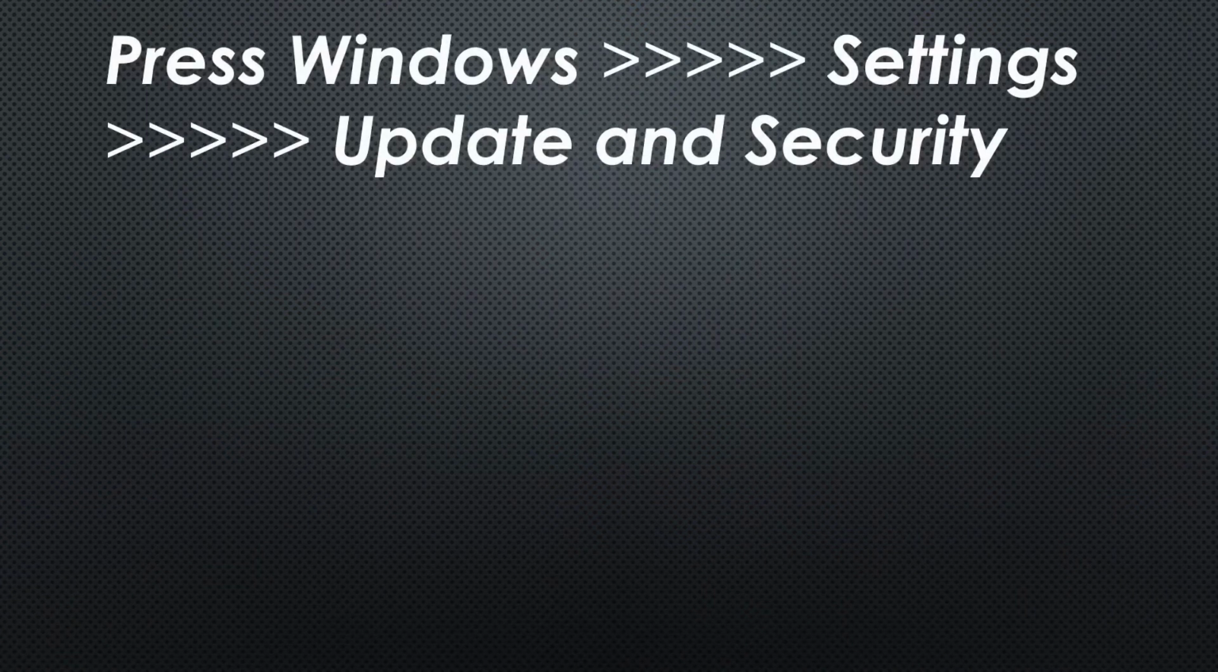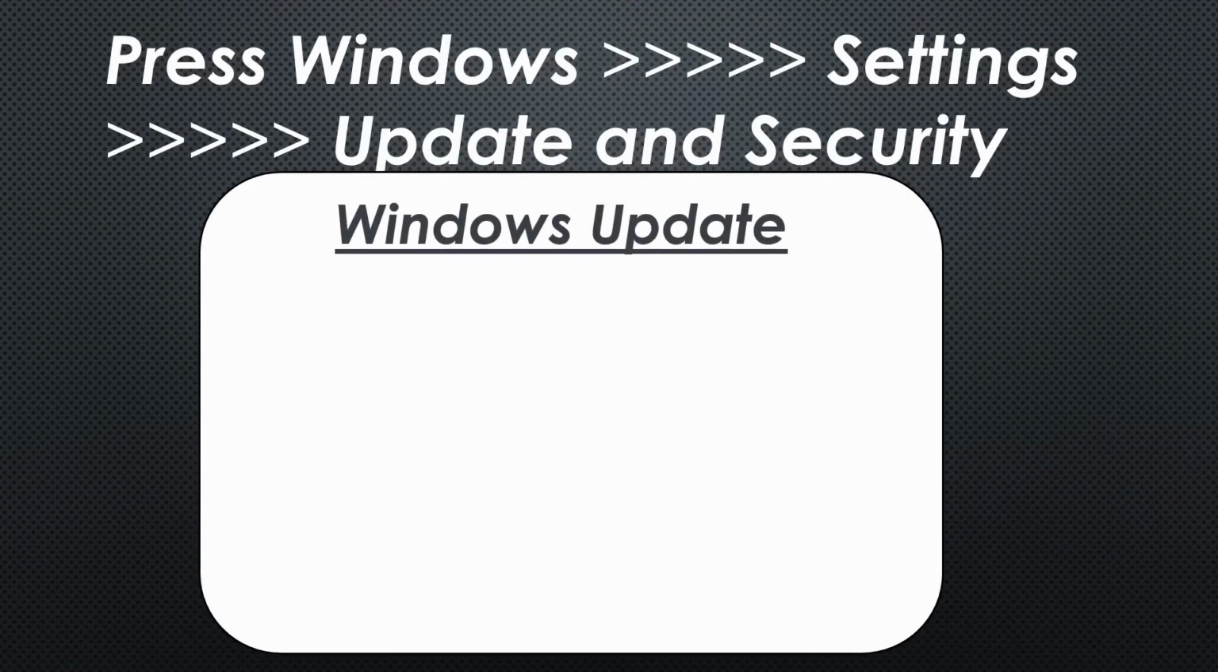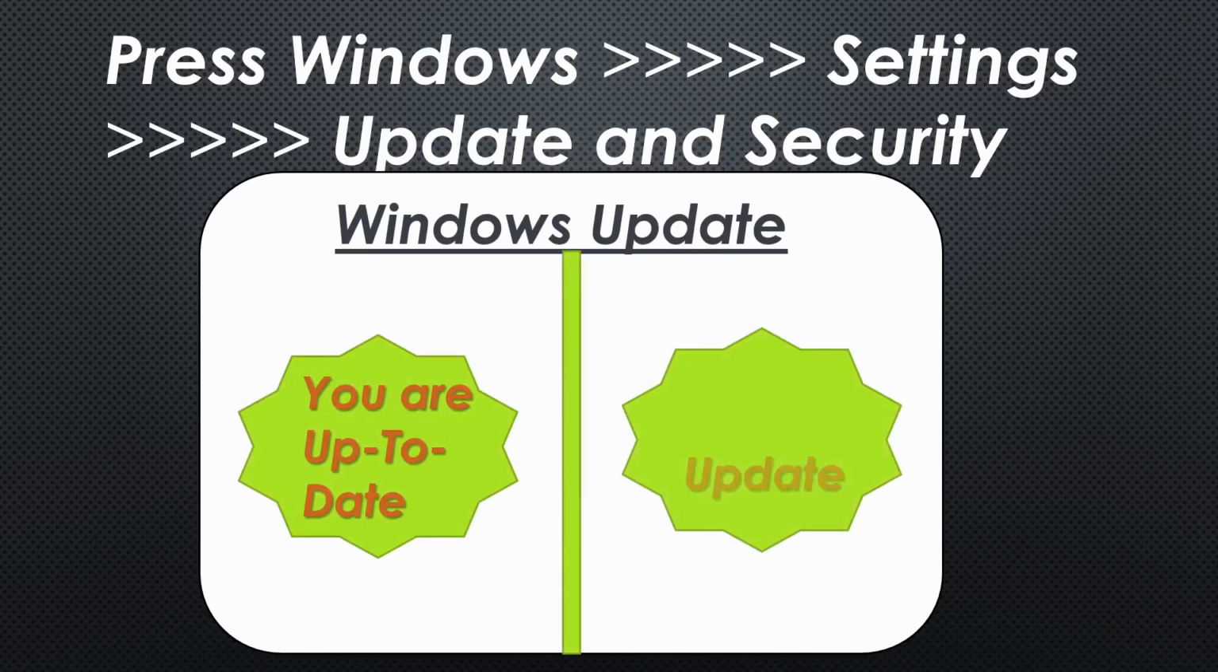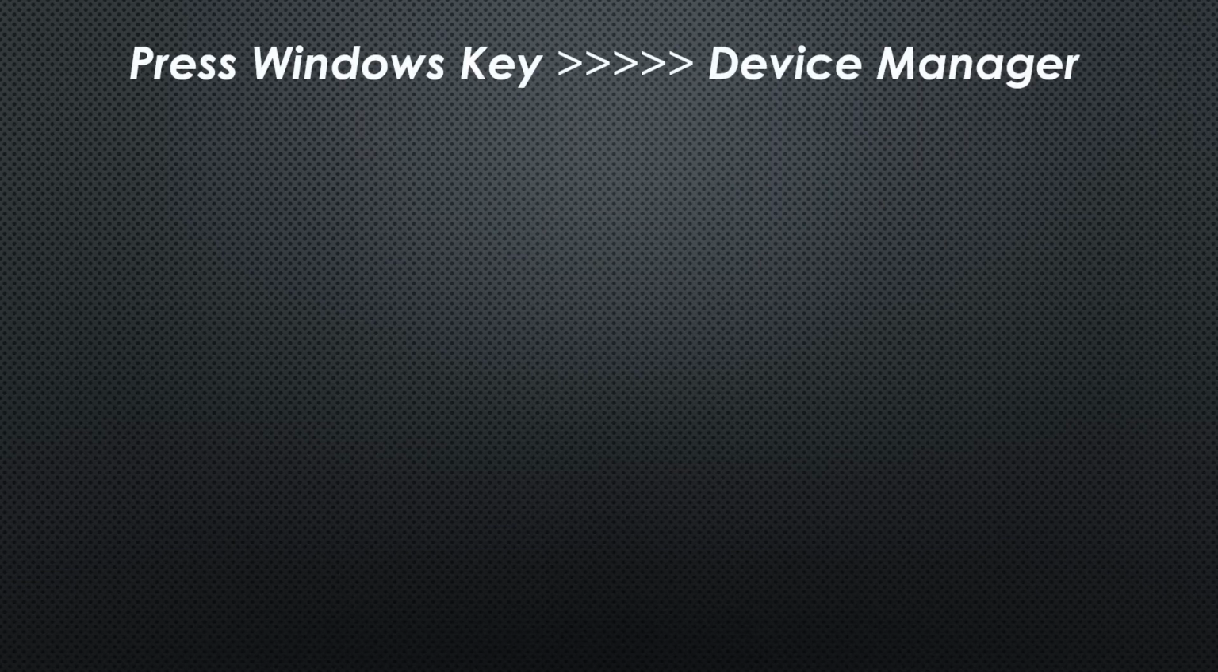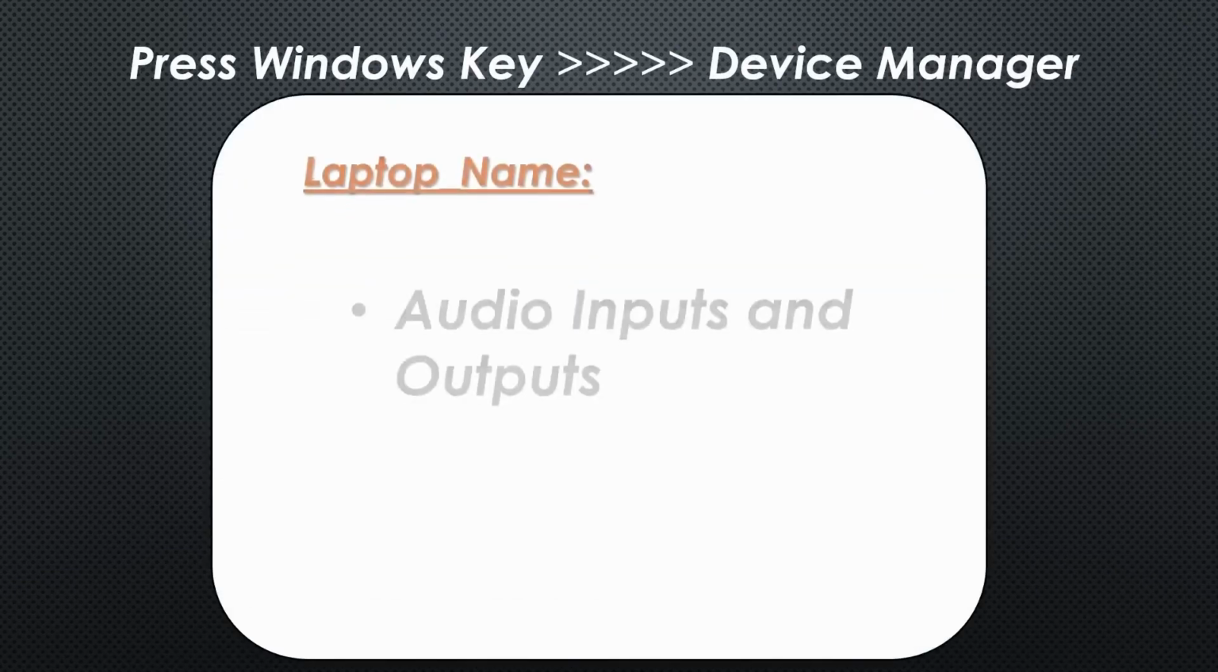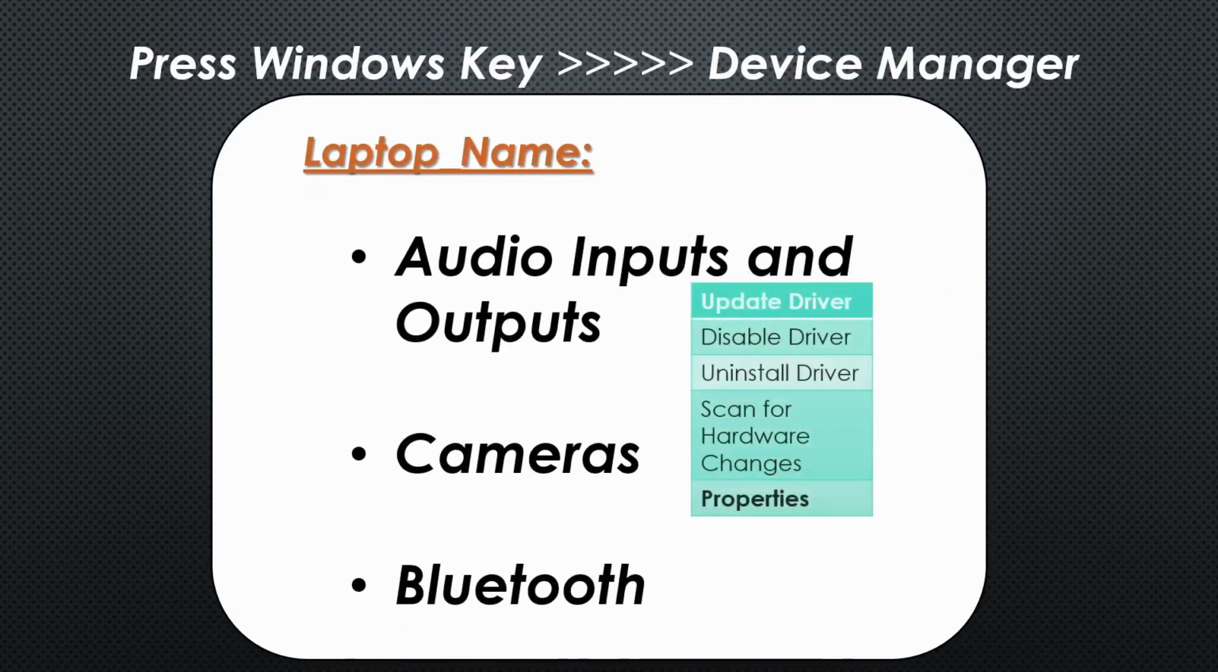Press on the Windows key and type Settings, press on Update and Security, and in front of you, you can see if you are up to date. If not, make sure to update. If you want to manually install or reinstall a driver, press on Windows key and type Device Manager. Select the driver you want to update, right-click on it and press Update Driver.